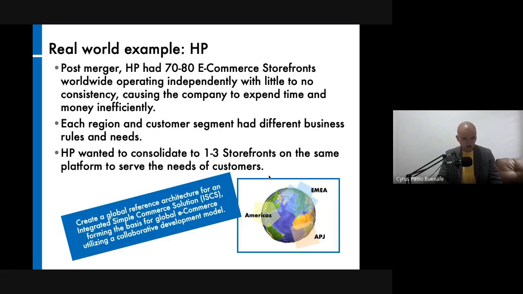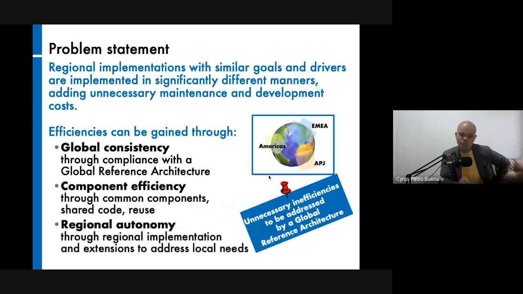So what happened? What's the problem statement here? The problem statement here is that regional implementations with similar goals and drivers are implemented in significantly different manners, adding unnecessary maintenance and development costs. So I think that's clear. If you've had so many storefronts, so many outlets, so many locations, and the rules vary from one location to another, it's very hard for you to really come up with something that's integrated or harmonious across all of these locations. And we know that efficiencies can be gained along these things.